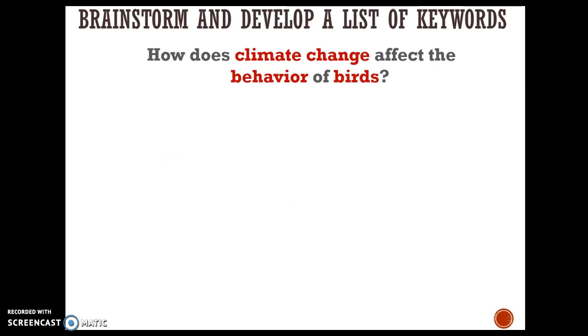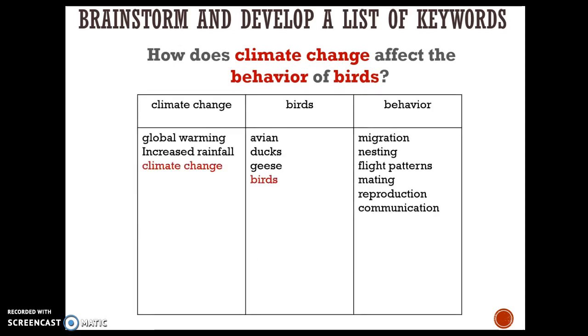Going back to our initial example, how does climate change affect the behavior of birds? The major concepts are highlighted in red for you, and we're going to think about related keywords to those major concepts. We made a table here with the major concepts at the top. I encourage you to do the same if you're having trouble thinking of keywords. It's a nice visual way to organize your thoughts. Under each major concept, we've put a list of different keywords.